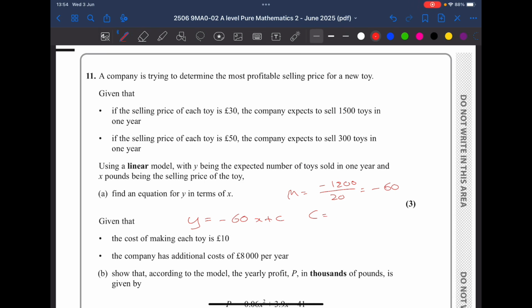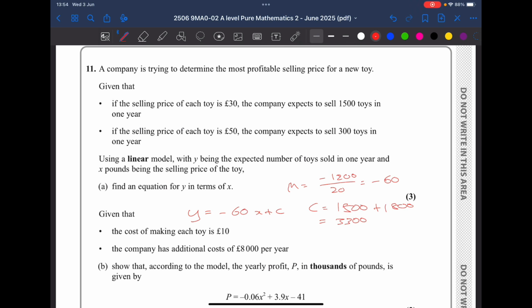So it's y, which is the 1,500, plus 60 times 20. So 6 times 20, 120, plus 1,200. Sorry, 6 times 30. 6 times 30 is plus 1,800. So 3,300 for that one. So altogether, y is minus 60x plus 3,300. Looks good to me.